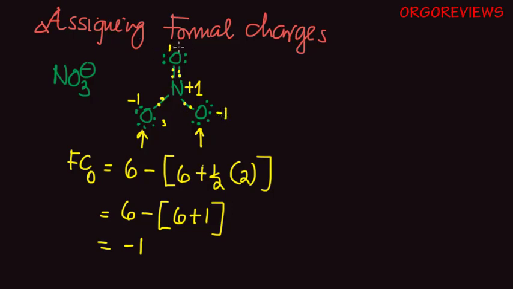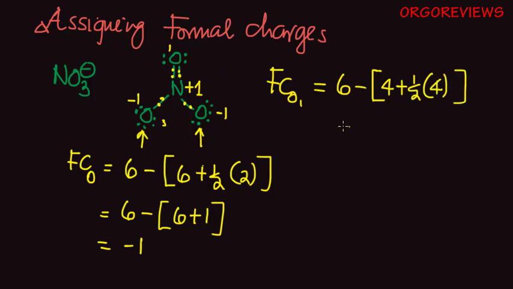Let's try and see oxygen number 1. So the formal charge for oxygen number 1 will also be 6 minus the number of non-bonding, which is 4, plus half of the number of bonding, which is also 4. This will leave us with 6 minus 4 plus 2. And this will give us 0. So there's no formal charge, the formal charge on this oxygen is 0.